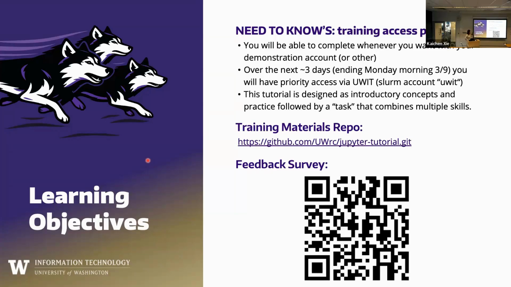There's just one thing you need to know for the training access period. We have added you to the UWIT account so that you can get your jobs started faster. But you will be able to complete the tutorial whenever you want over the next 3 days with your demonstration account or the UWIT account. Your access to UWIT will end on Monday morning, March 9th.